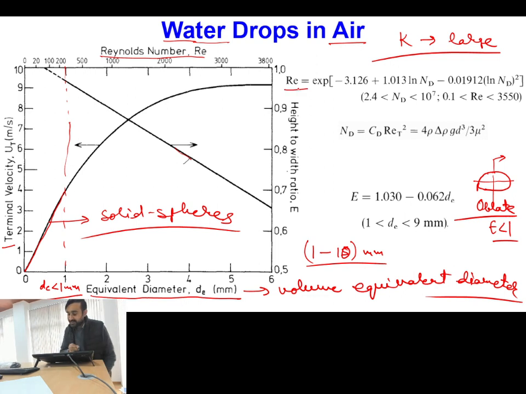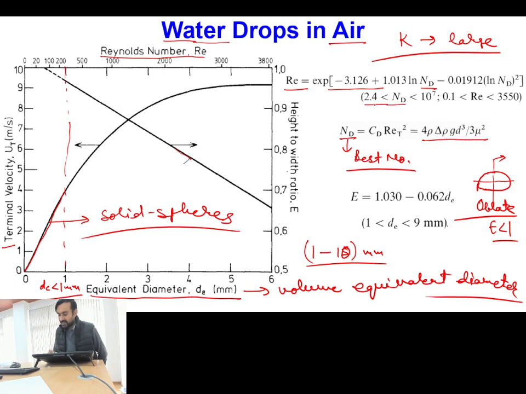Now you have this data of Reynolds number. So Reynolds number data can be fitted with this particular equation where we have ND over here, and we know from our previous lecture ND is called the best number, or it is also called the dimensionless equivalent diameter, and this particular ND can be calculated using this formulation. This range of Reynolds number which is fitted over here is applicable for ND within the range 2.4 to 10 to the power 7, and Reynolds number in the range of 0.1 to 3550.